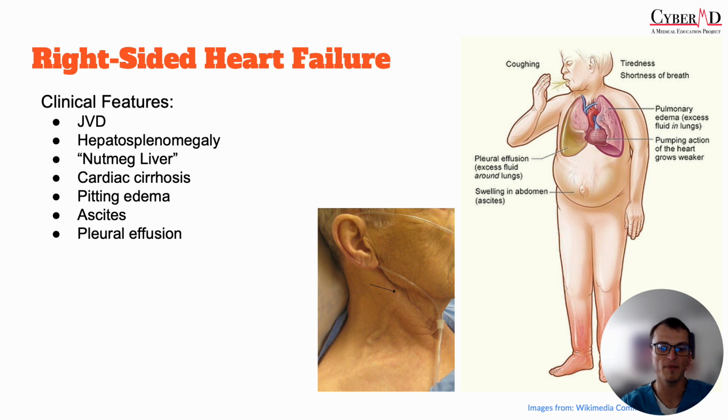This is a bit of an oversimplification, but you should look for those types of signs in the history and physical exam of the patient, and that may signify the underlying etiology of the isolated right heart failure, like the pulmonary fibrosis, the COPD, the other things that we mentioned earlier.